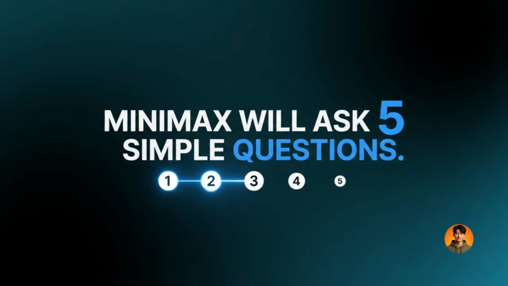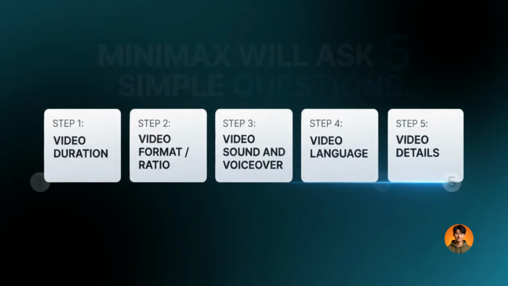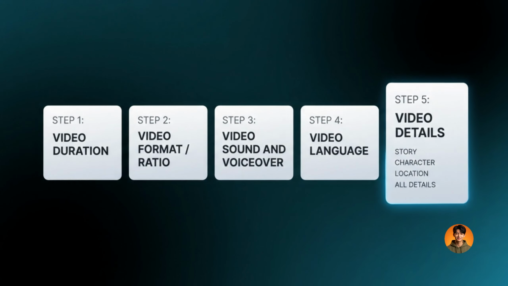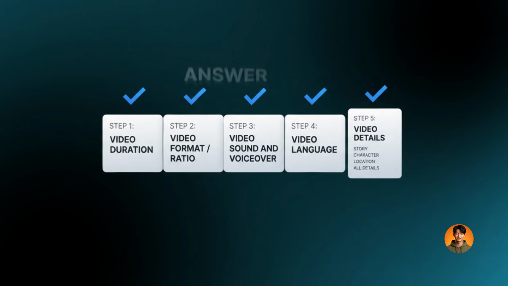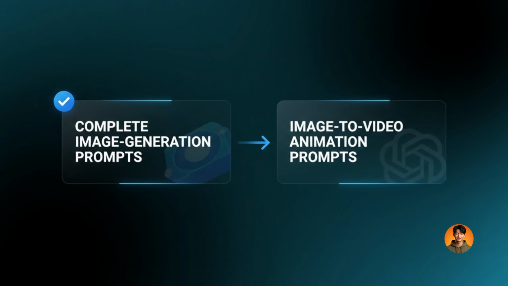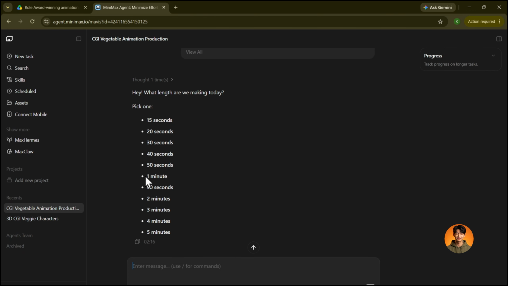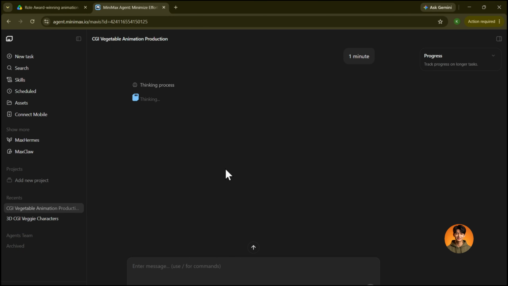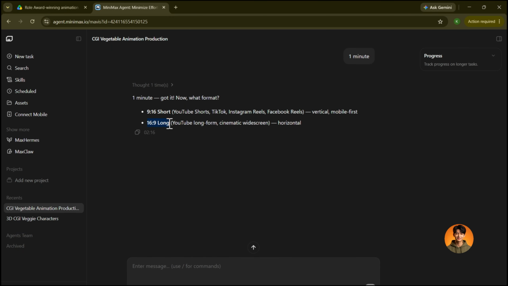Now, Minimax will ask us about a few things in 5 simple steps. Once we answer all of them, Minimax will generate the complete image generation prompts and image-to-video animation prompts for us. First, I need to select the video duration. I want my video to be 1 minute long, so I'm selecting 1 minute. Next, I'm choosing the 16:9 aspect ratio.